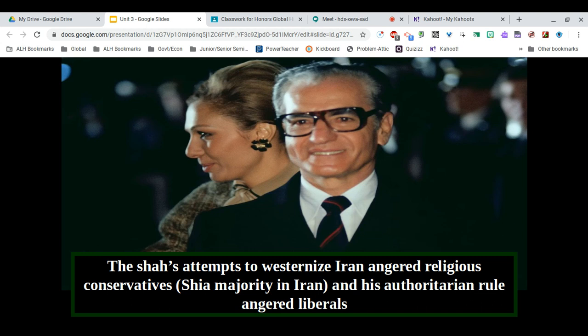And this authoritarian rule is going to anger liberals. So you're going to have this big divide in Iran where even though some people did support the things he did, they didn't like that he was very dictatorship. And a lot of the conservatives and the fundamentalists didn't like the way that he was being so secular.